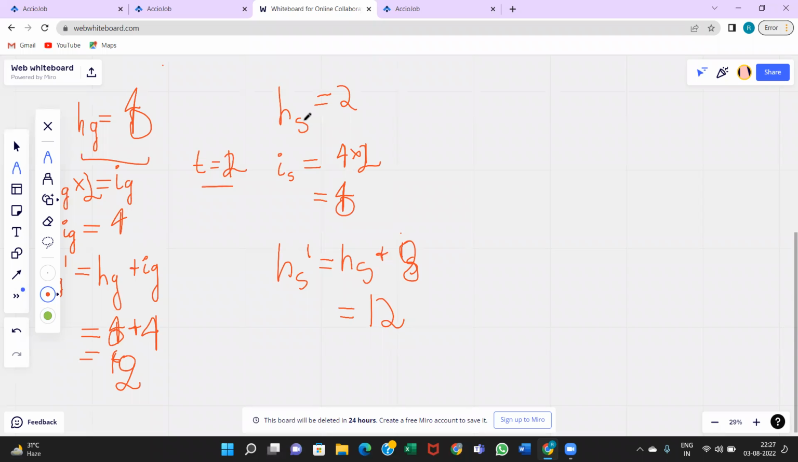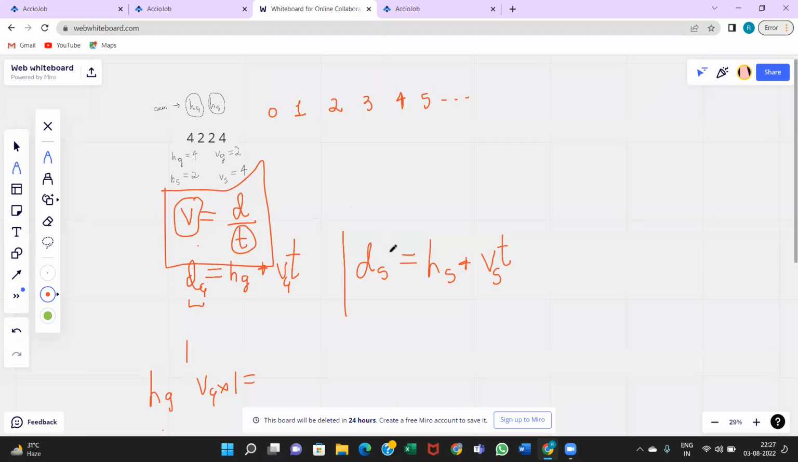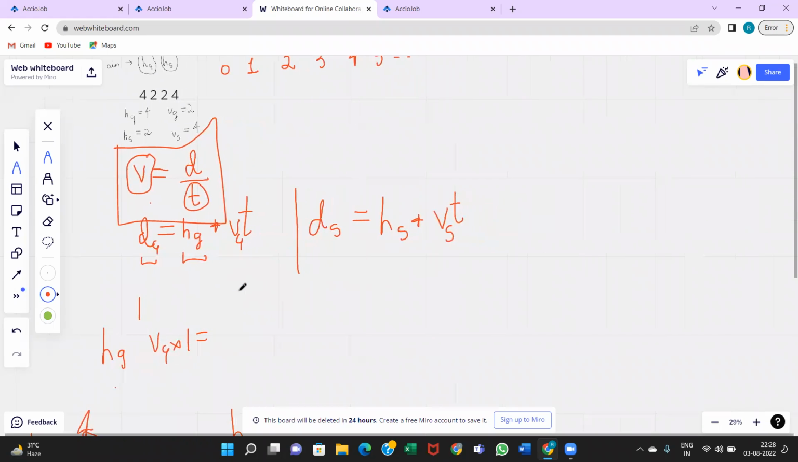Now we need not calculate the time period in this question. So now let me generalize it. The generalized formula that we have is: at any point of time, the new height of Jian will be the original height of Jian plus Vg into T. Is this clear to you all now? Does this formula make sense to you? Everyone? Got it.